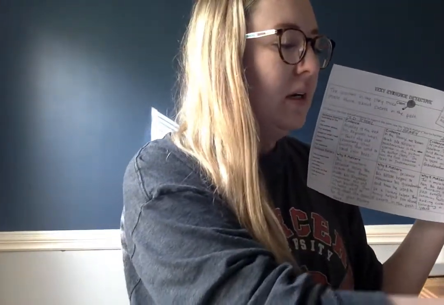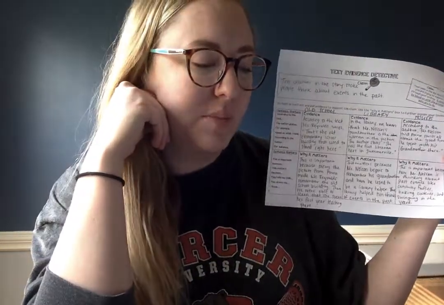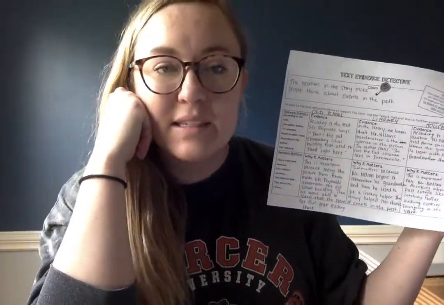Use the prompt. So since the prompt says, explain how the locations in the story make people think about events in the past, I'm going to use that sentence to form a claim. I'm even going to tell you my claim. You may use this too if you'd like. My claim is that the locations in the story make people think about events in the past. It's easy as that. And so that goes right up here at the top.